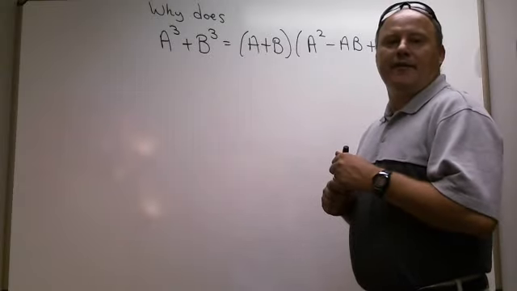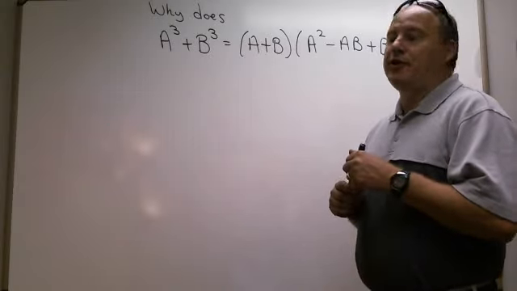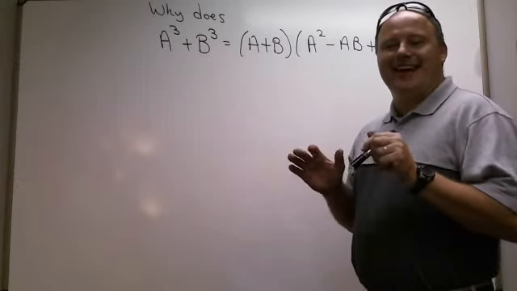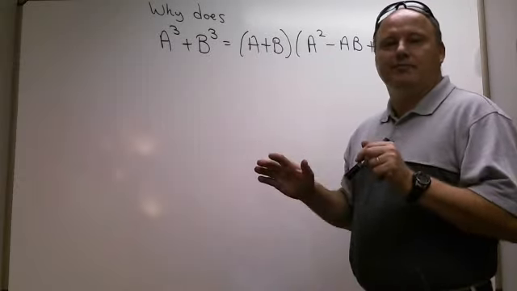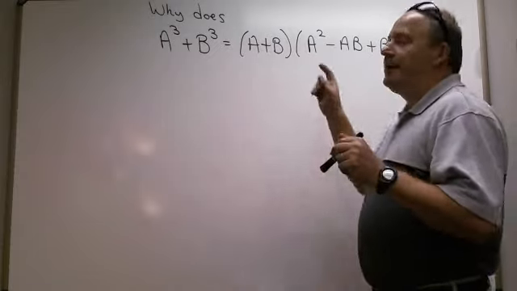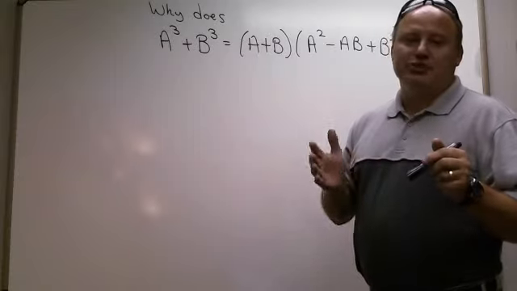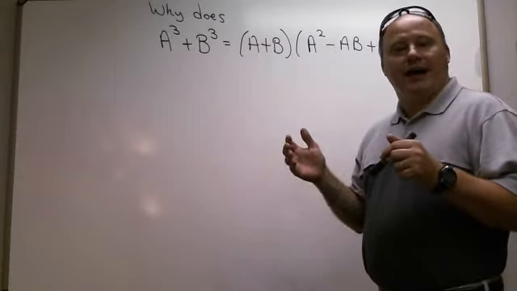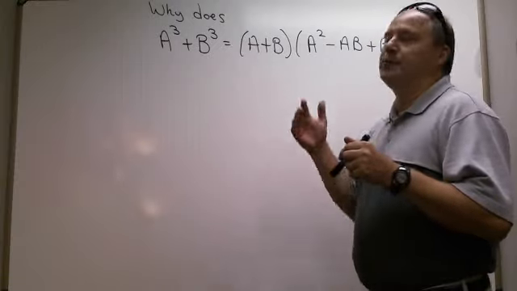Hello, I've had a question. Why is the sum of cubes equal to this in factored form? This is not having anything to do with any particular problem, but I just want to know why it is the way it is. Some of you will just memorize it, and I understand that. But there are some students who would like to know why it is the way it is.